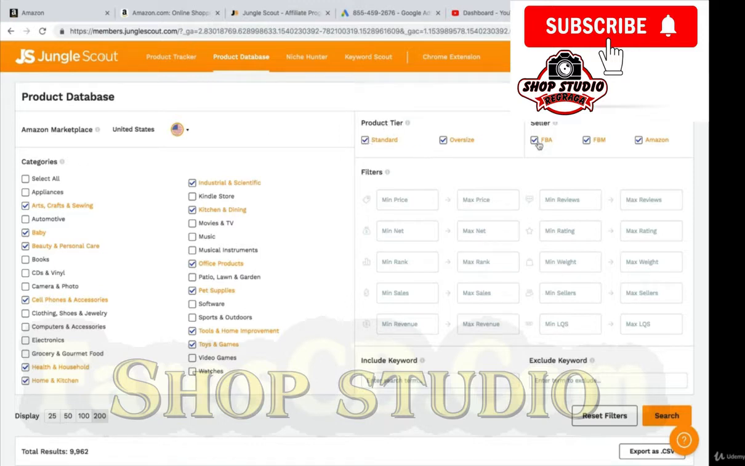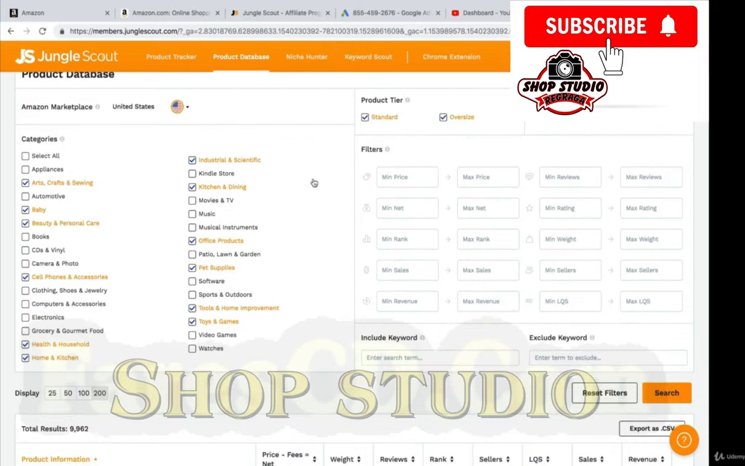All of these are going to be unticked, so you want to tick them all: standard size, oversize, FBA, FBM, and Amazon. Make sure they're all ticked. Then you're going to hit categories.